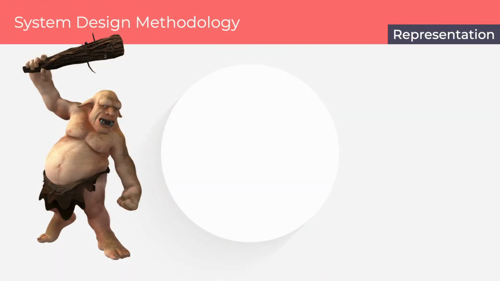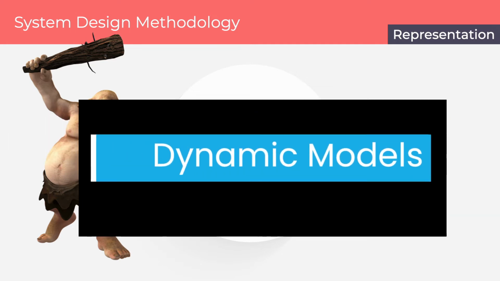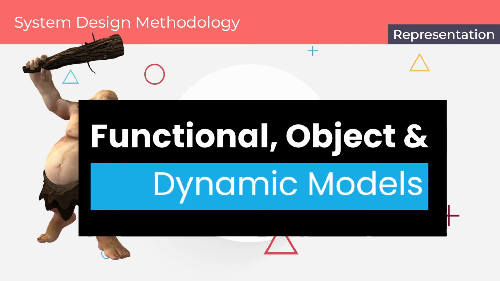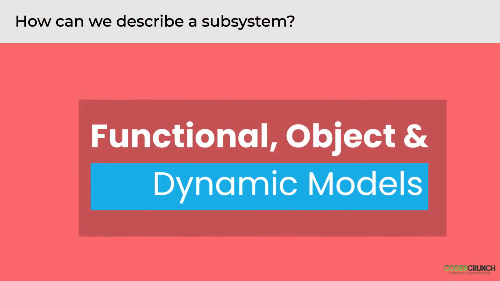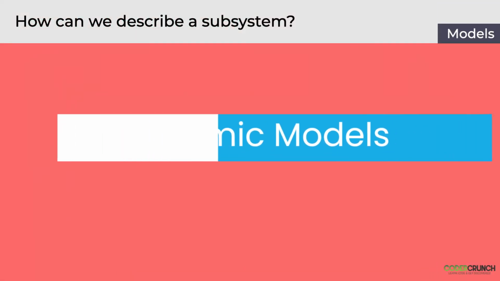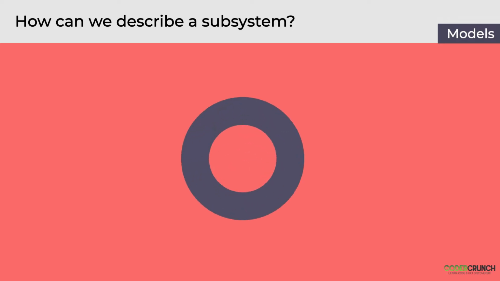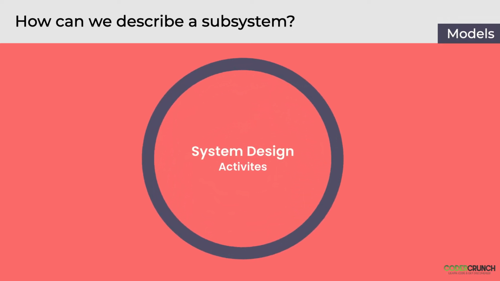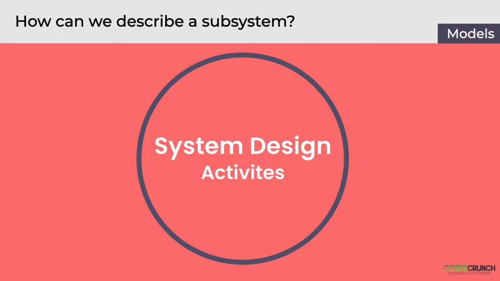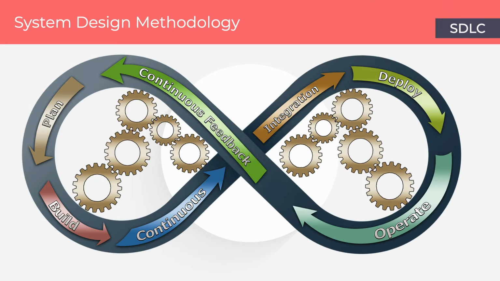In the last episode, we learned about the various software design models and how we can represent a system using the functional, object, and the dynamic models. So let's continue with our journey, and in this episode, we will learn about system design activities. But before we do that, let's go and learn about software development lifecycle at a very high level.